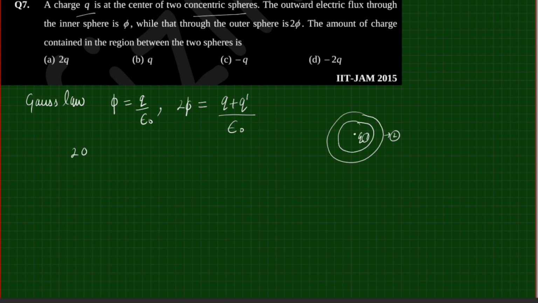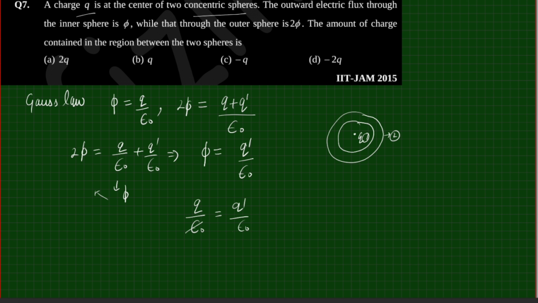So 2 phi equals Q over epsilon naught plus Q prime over epsilon naught, we can say. From here this phi will go to the left hand side, so phi will remain. So phi equals Q prime over epsilon naught, and this phi is equal to Q over epsilon naught. So Q over epsilon naught equals Q prime over epsilon naught. Epsilon naught will cancel out. Q will be equal to Q prime.